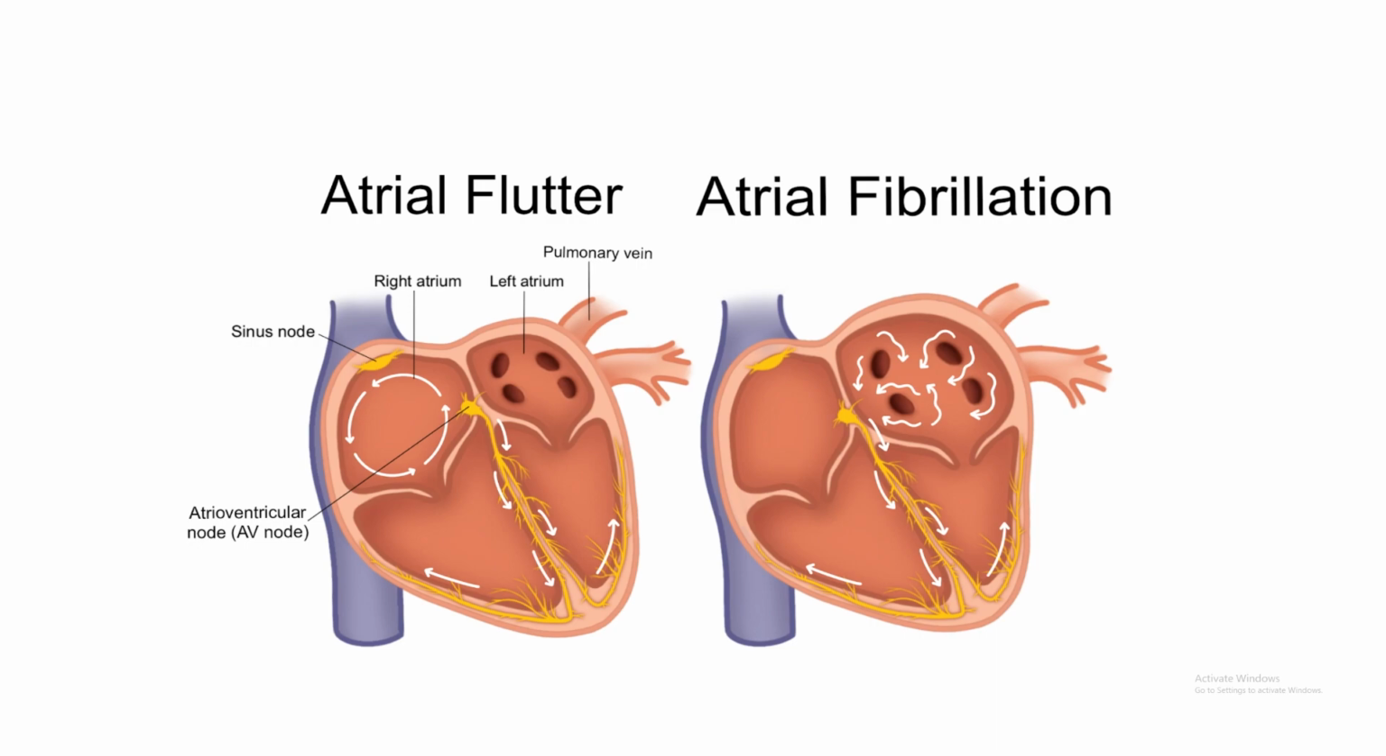Now, you can have a couple different types of atrial flutter. You can have 3-to-1 atrial flutter, 2-to-1 atrial flutter, and 1-to-1 atrial flutter. Basically, this just means how many times the atria are fluttering versus how many times the ventricles are contracting, like how many signals are actually reaching the ventricles versus what's being produced in the atria.